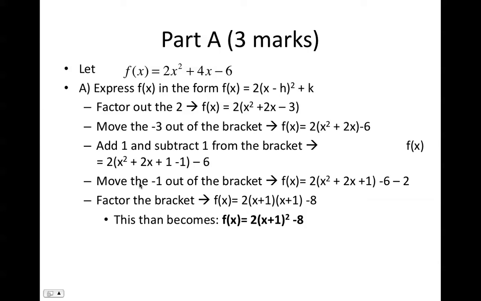Our next step is to move the negative 1 out of the bracket, so we get f of x equals 2 bracket x squared plus 2x plus 1, minus 6 minus 2. As we see, the minus 1, we times it by 2 because we're moving it out of the bracket. And then we factor the bracket, so we get f of x equals 2 times (x plus 1) squared minus 8. And that's the form that they want us to get it in, so it's pretty simple.